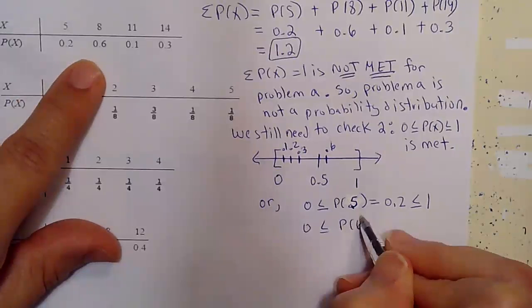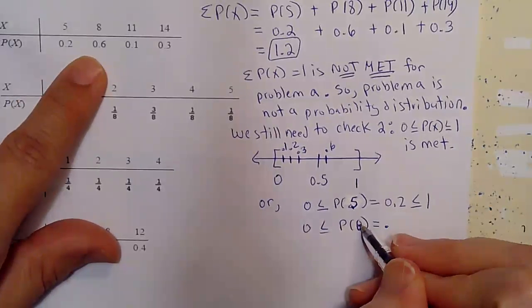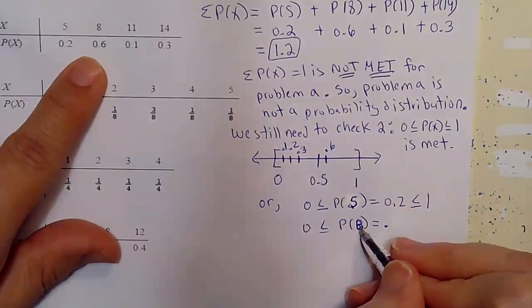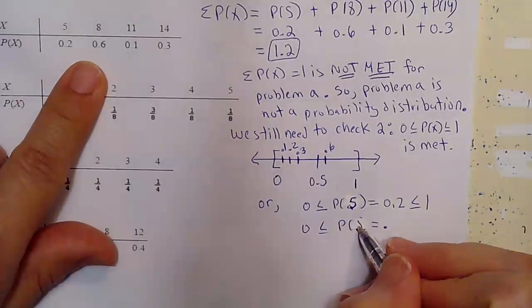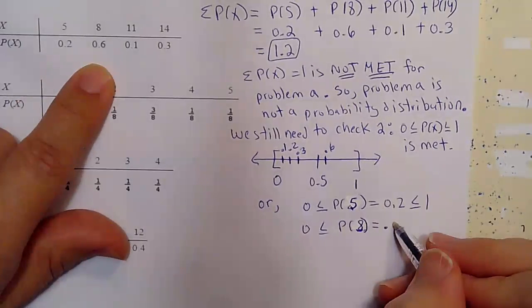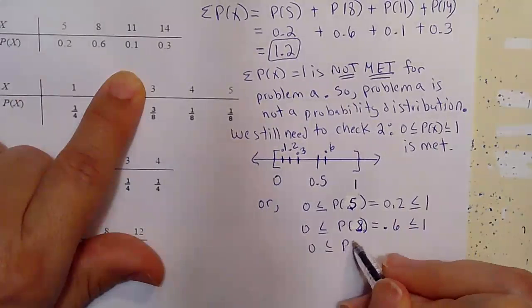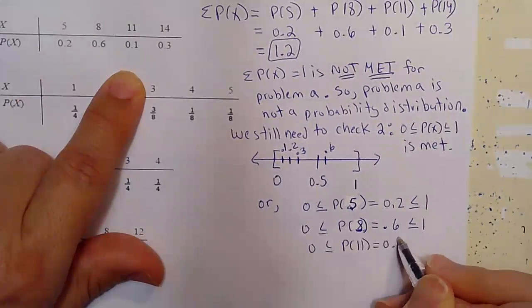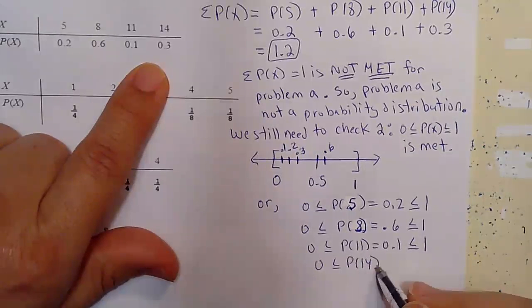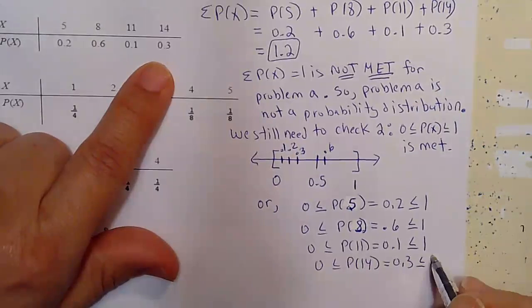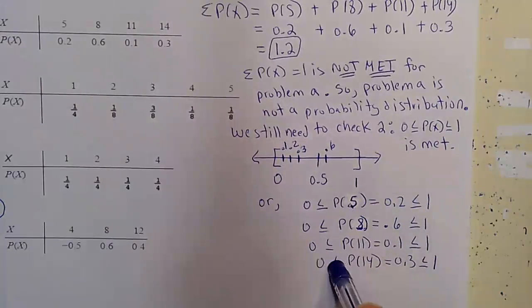And P6 is, or excuse me, P8. P8 is 0.6, which is between 0 and 1. And P11 is 0.1, which is between 0 and 1. And P of 14 is 0.3, and that's that. So you could show it like this is met, or like this, but these are still showing that they're met.